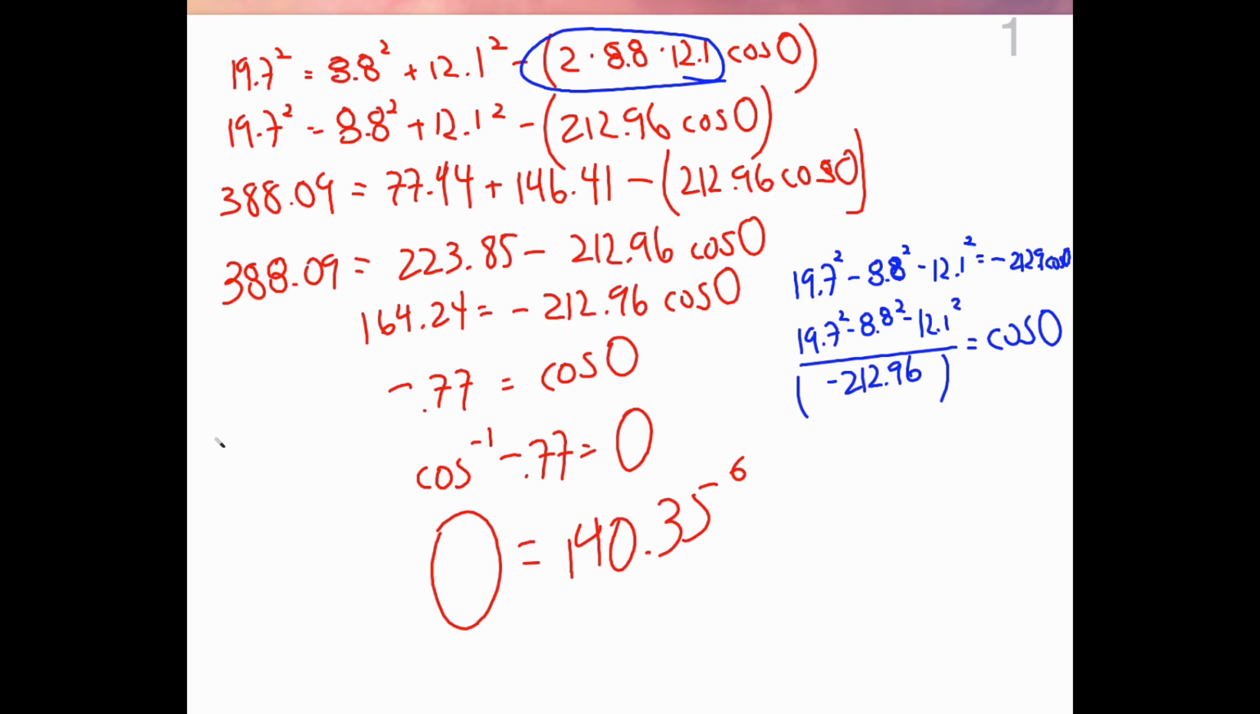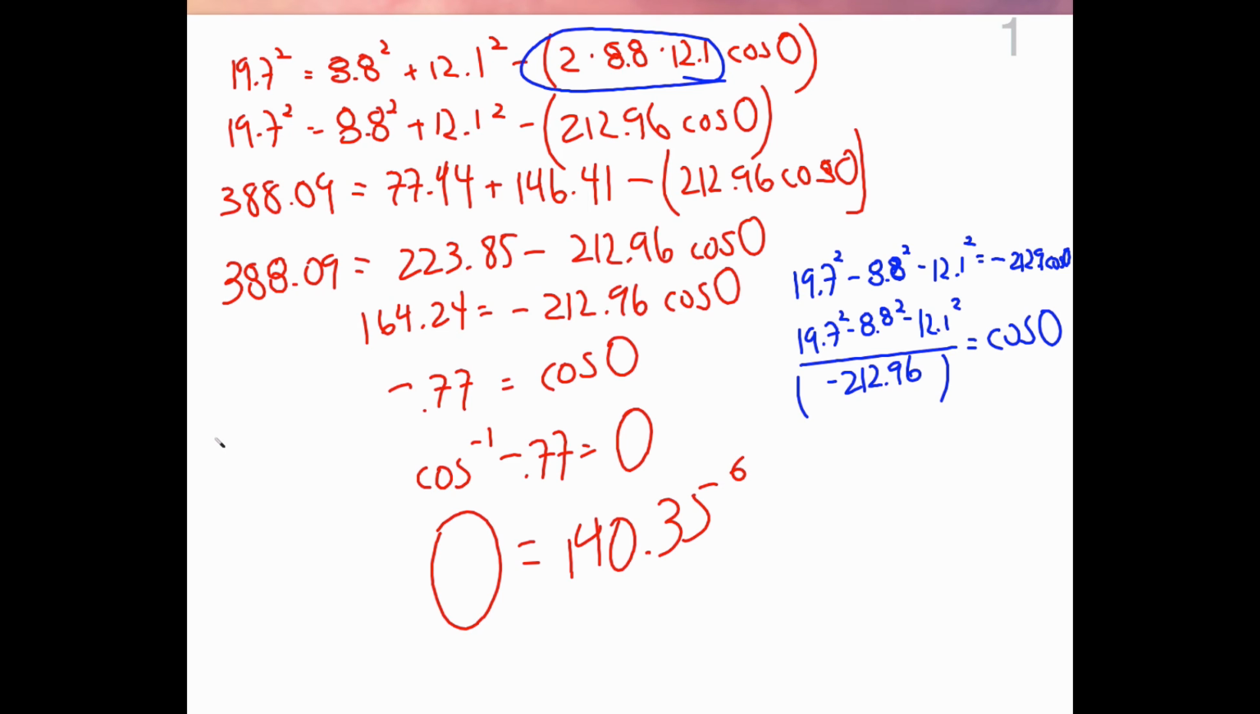When you take the inverse cosine of 164.24 over negative 212.96 without dividing them, it comes off as like 140.35 or 0.5 instead of 140.35. So the difference here is this answer was given to me by taking 0.77, not the stored value, and you want to use a stored value whenever possible. So 140.5 would still be correct. Good. We good so far?